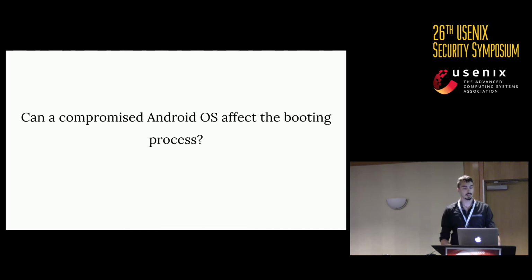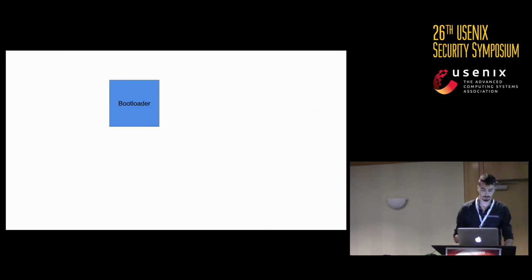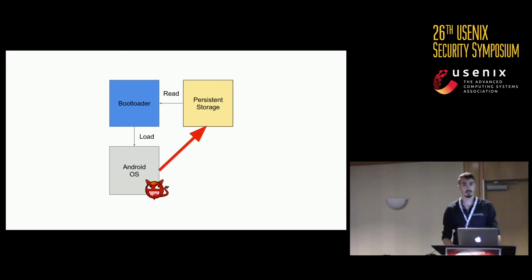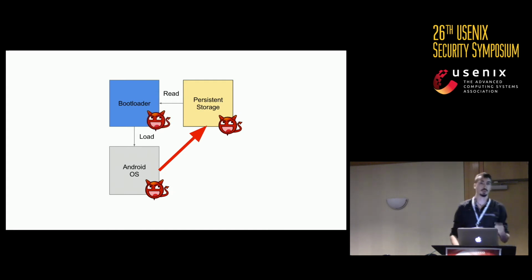So the question that we asked ourselves was, can a compromised Android OS affect the booting process? Well, what we found out is that, yes, it can. Let's give an example. As I said before, the bootloader has to read from the persistent storage in order to find the Android OS, and eventually load it. Now, let's assume that the Android OS is compromised. What it can do is write some information on the persistent storage, which will get affected as well. And after the reboot of the phone, the bootloader will read this information, and it might be tricked into some behavior that it wasn't intended to.